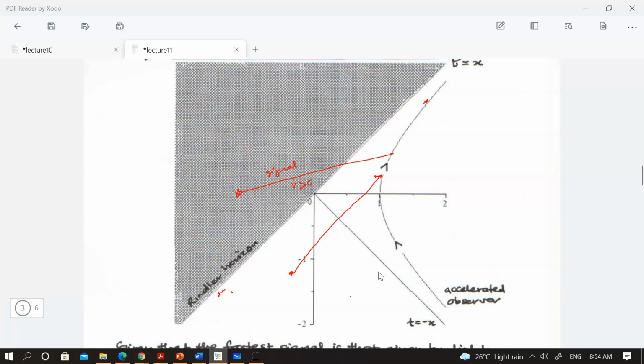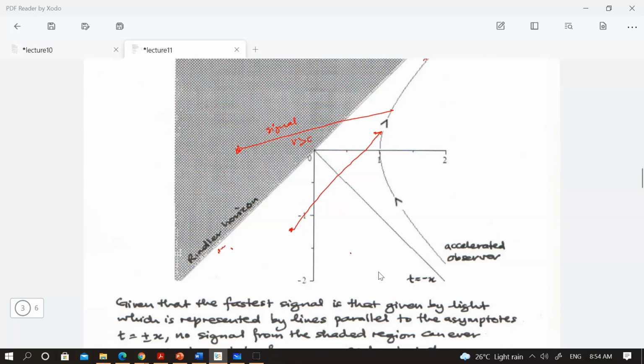It's like the event horizon for your black hole. Once you're inside the black hole, you cannot send a signal outside the region of the black hole. The precise boundary is called the event horizon in the case of the black hole. Here we are not talking about black holes at all because we are not considering gravity here.